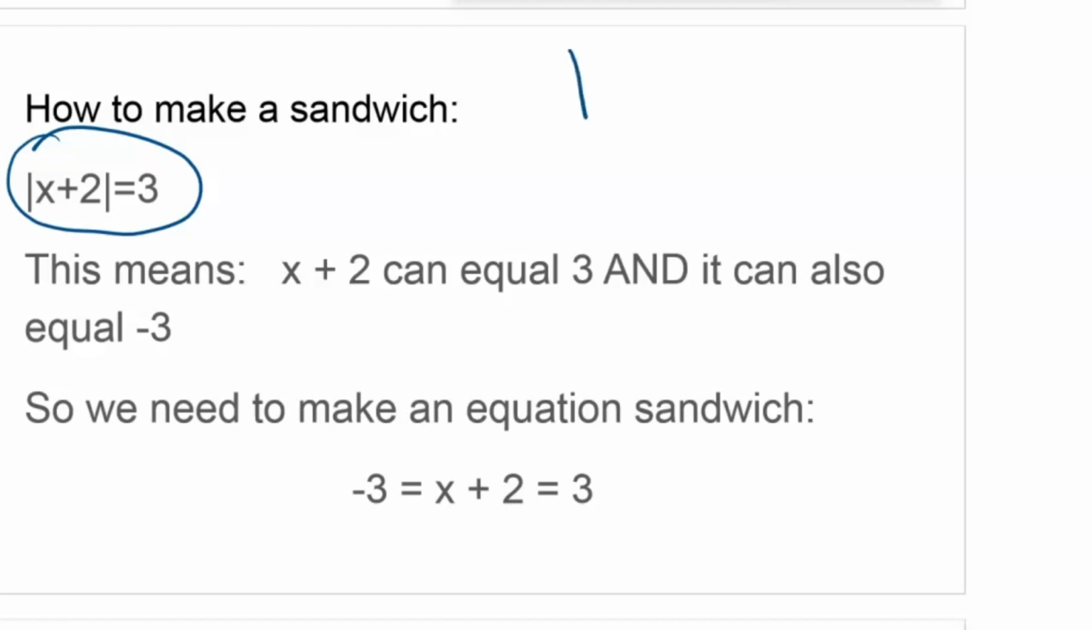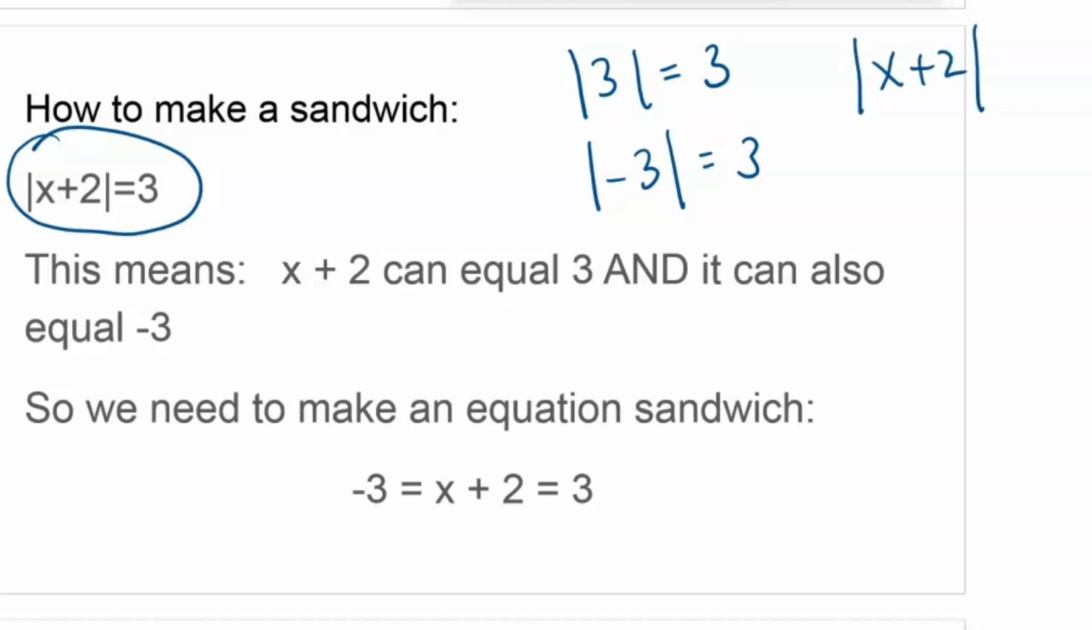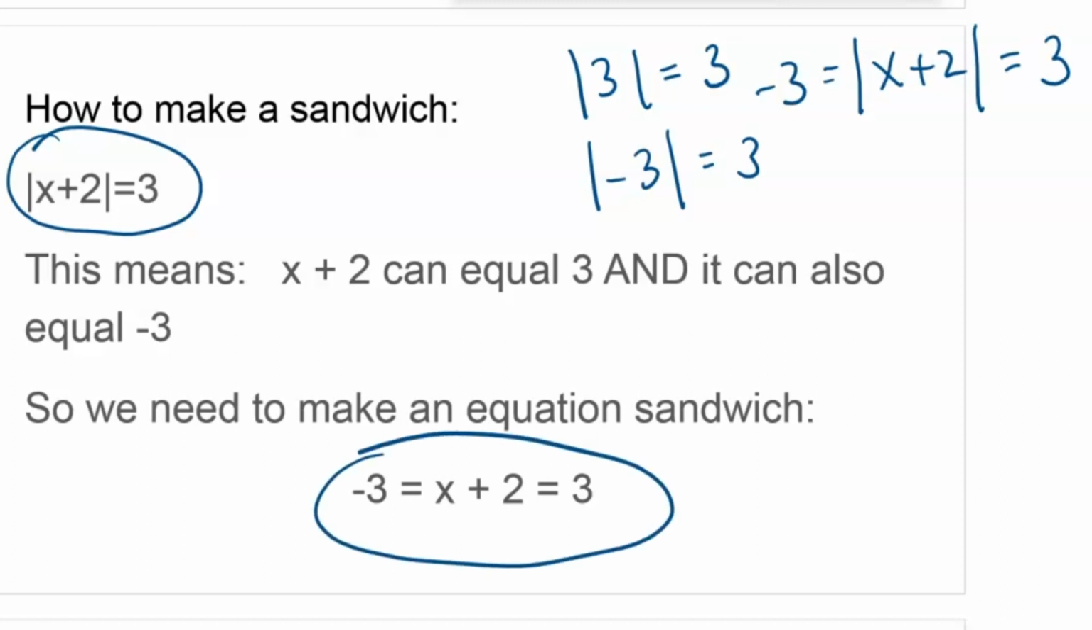Because if I have the absolute value of 3, that comes out to equal 3. If I have the absolute value of -3, that also comes out to equal 3. So the absolute value of x plus 2, it could equal 3, and it can also equal -3. So this is what that looks like when I say make a sandwich.